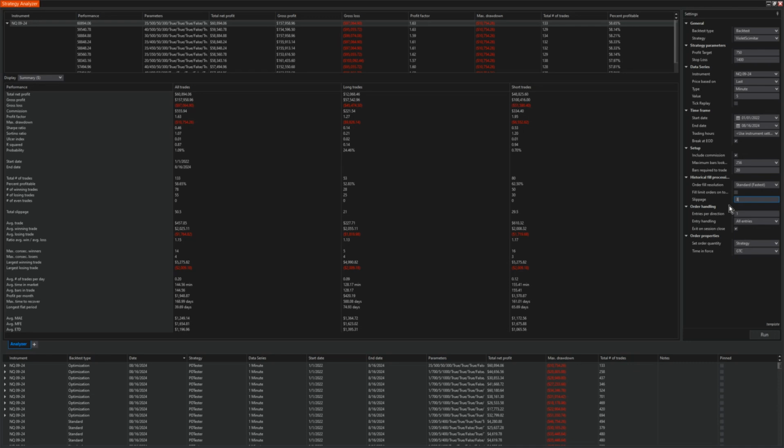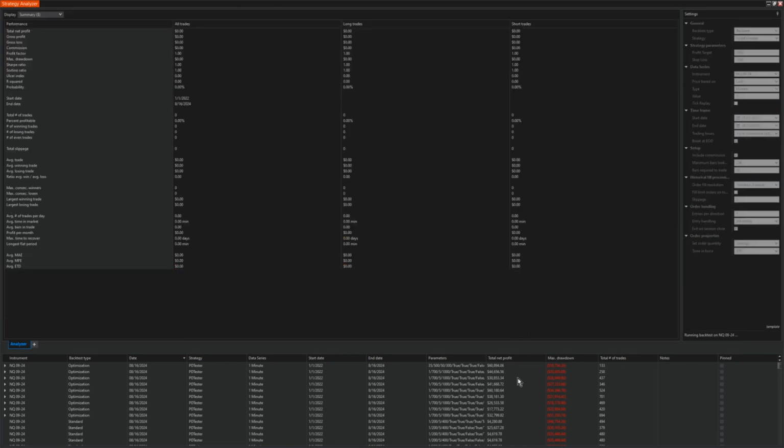So just keep that in mind. 2 to 3, I think that's a good range for NQ. ES, you're really only going to need 1 or 2. So we'll start here. Let's just go 1,000, and then this will just run a backtest over the beginning of 2022 through now, and that shouldn't take too long.